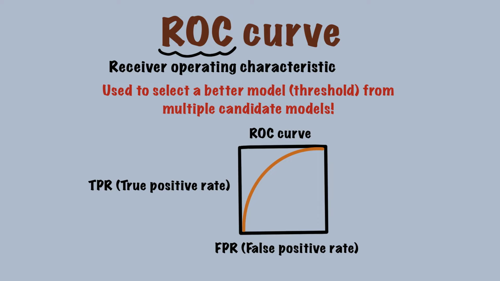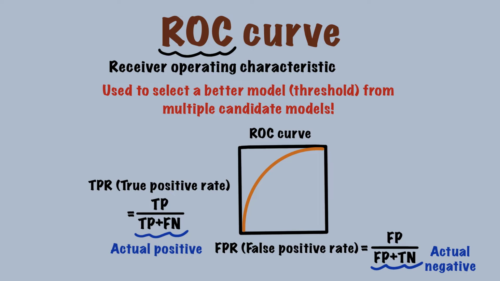It's a curve with false positive rate on the x-axis, true positive rate on the y-axis. The formula of false positive rate is FP divided by FP plus TN. In fact, the denominator is just the actual negative because FP is the negative data points that are incorrectly classified as positive. Then, true positive rate is TP divided by TP plus FN. Similarly, the denominator is the actual positive.